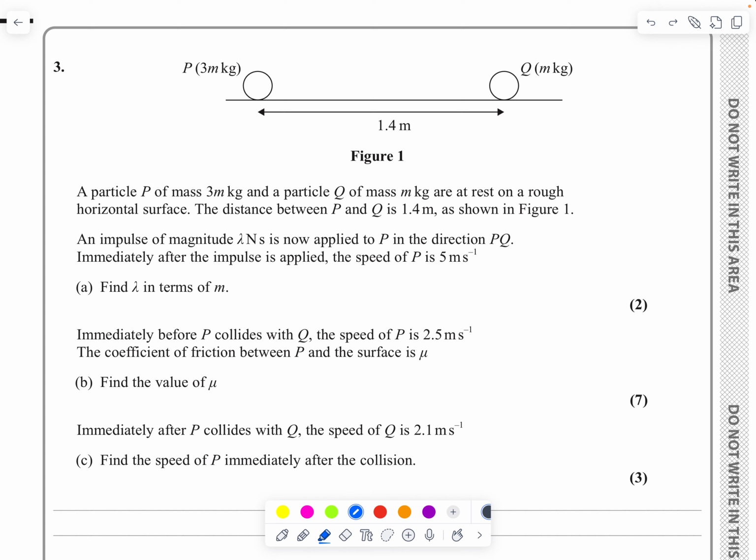So let's have a read through the question and see what we've got. It says, particle P of mass 3m, everything's in the diagram, particle P of mass 3m, particle Q mass m, they're 1.4 meters apart, and it says an impulse of magnitude lambda is applied to P, and after that the speed of P is 5 meters per second.